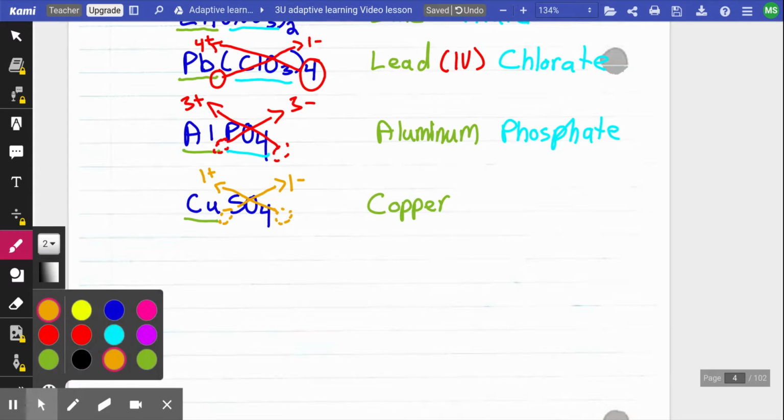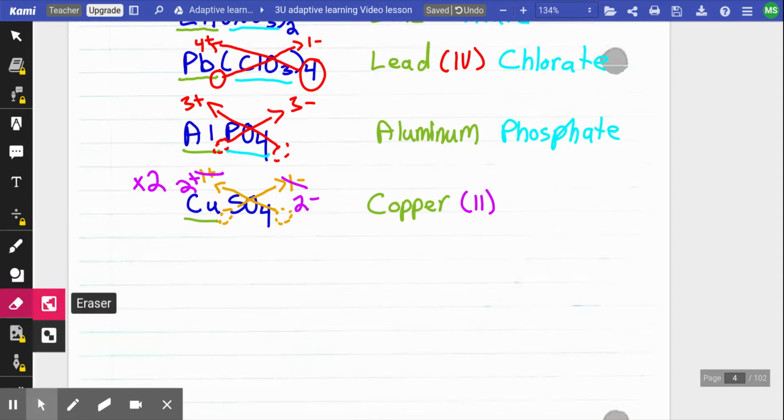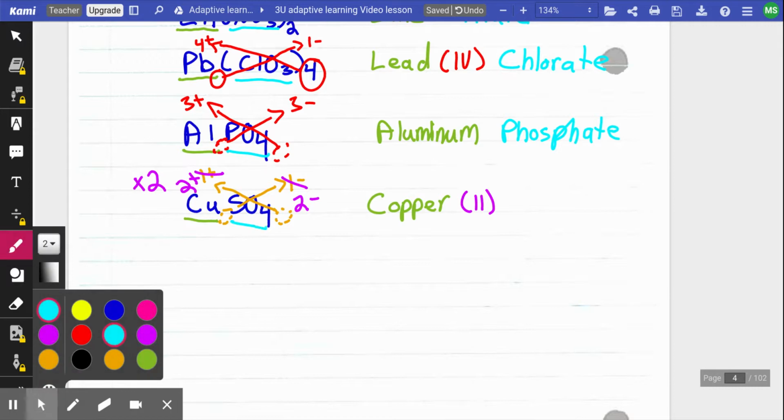And we're going to do that by multiplying both of these charges by 2. This formula has been reduced. So if we multiply this 1 plus by 2, it becomes a 2 plus, and this becomes a 2 minus. So now the polyatomic has the correct ionic charge, and our copper gets the Roman numeral 2. And then SO4 for our sulfate.